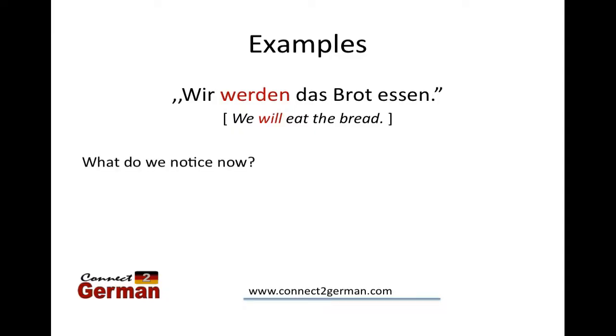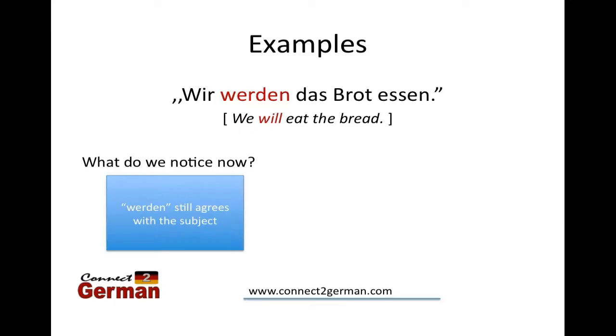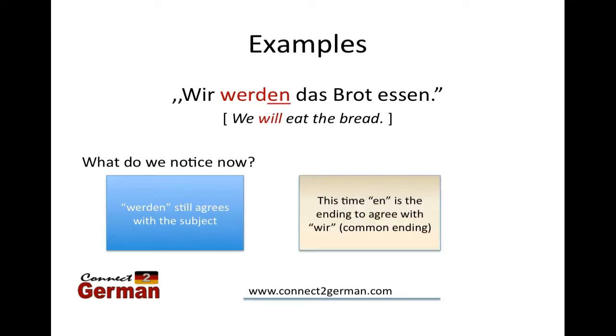So what do we notice now? A couple things. Werden still agrees with the subject, as I pointed out, and in this case it has an en ending. It kind of looks like the infinitive form, our dictionary form, and the reason for that is that 99.9% of verbs, their conjugation for wir is the exact same as the infinitive. It's a little tip. The only exception is sein, to be. But anytime you're looking for the conjugation of wir, it's the same thing as the infinitive of the verb.